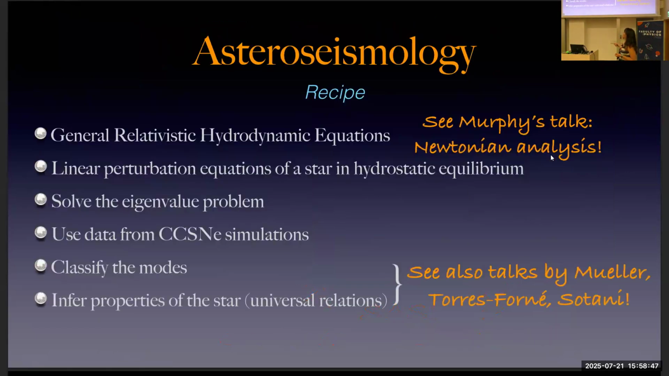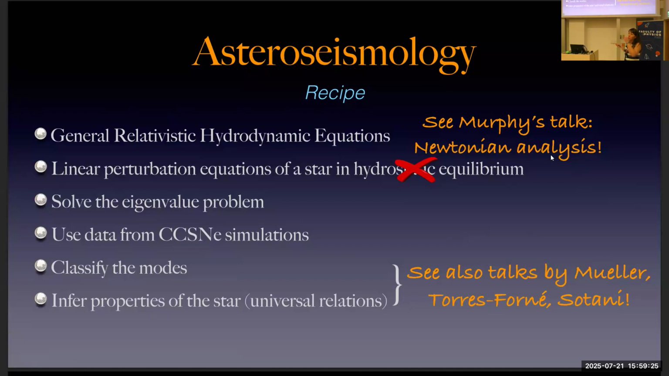The steps of asteroseismology have already been described by Daniel Murphy today, about the Newtonian analysis, so I'm just going to give you the steps quickly. We use general relativistic hydrodynamic equations, and then we perform a linear perturbation analysis around an equilibrium star, which is in hydrostatic equilibrium but is not static anymore. These equations form a generalized eigenvalue problem, and in order to solve it, we need to use the data from core collapse supernova simulations.